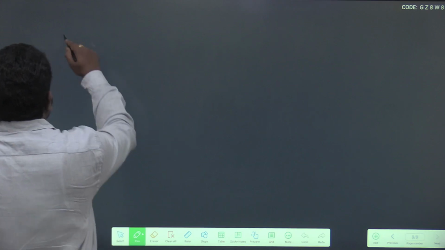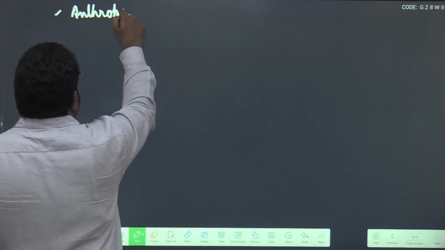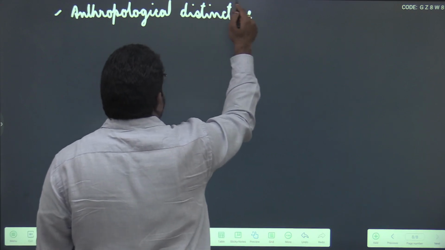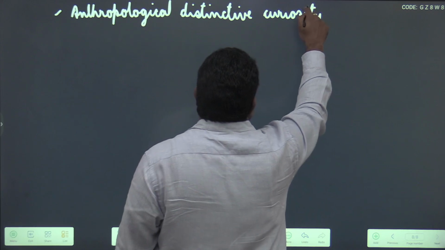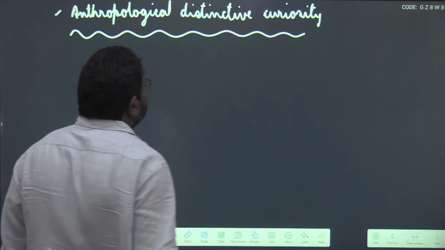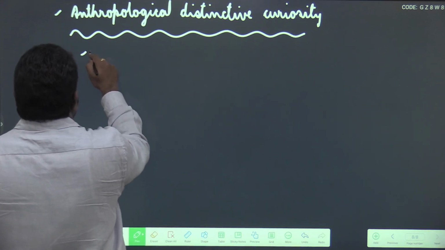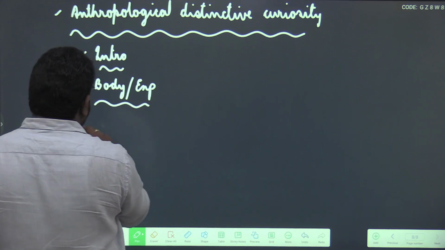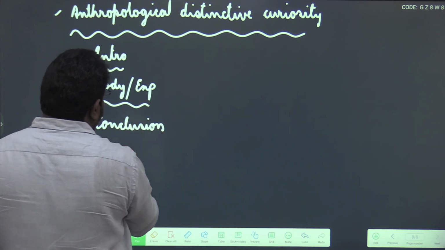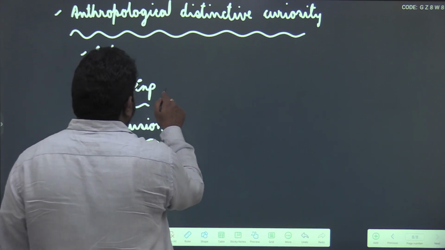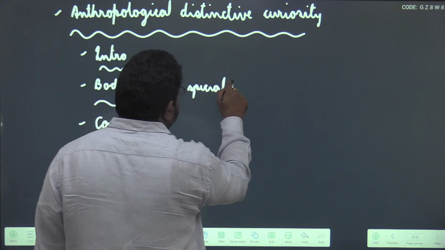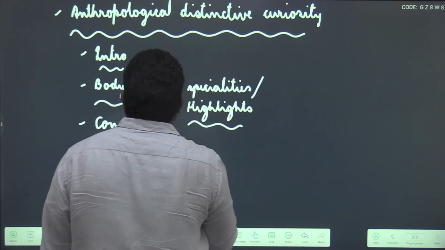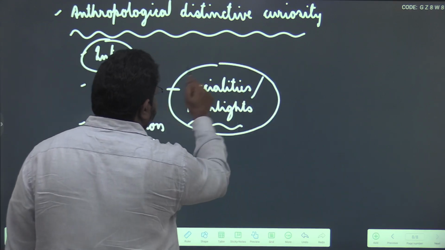Anthropology and humanities. Next one is anthropology's distinctive curiosity, or anthropological distinctive curiosity. So what is so special about anthropology? So here the structure: introduction, body or explanation, then conclusion. As per the demand of the question, what is so special about anthropology? You can write specialities of anthropology, or maybe you can use highlights of anthropology. So your structure will include introduction, highlights or specialities of anthropology, and conclusion.